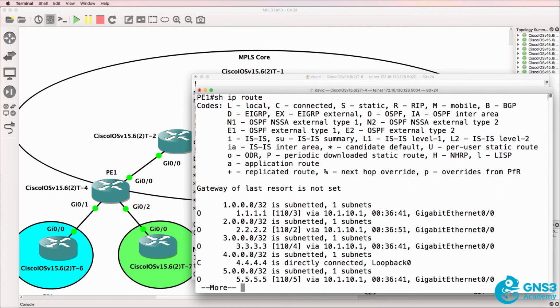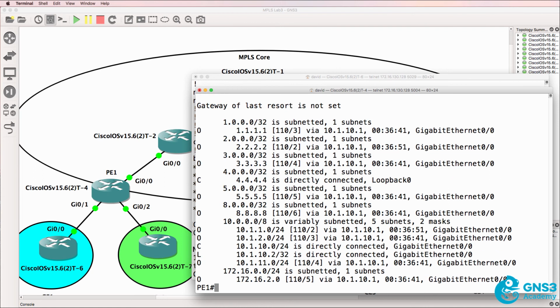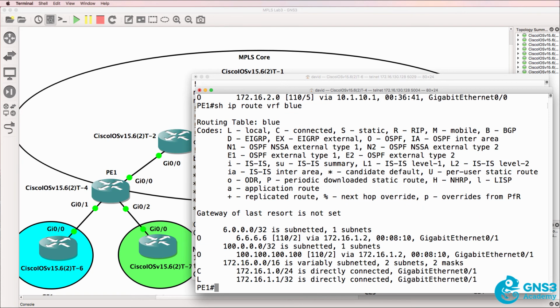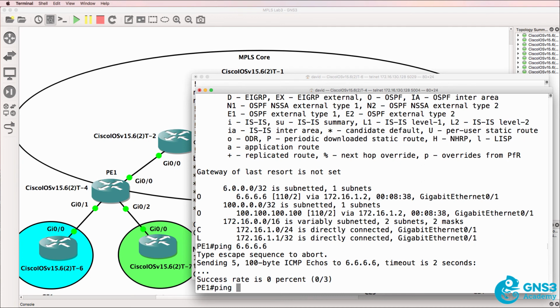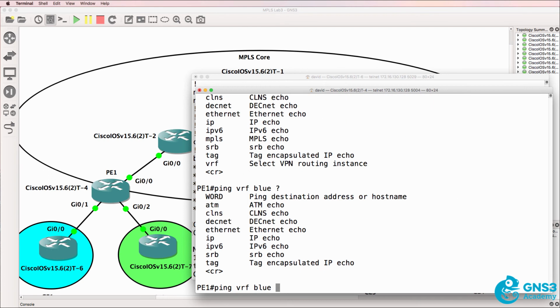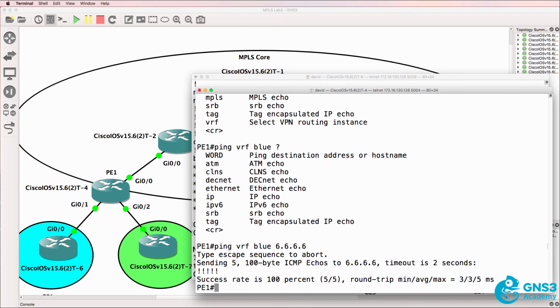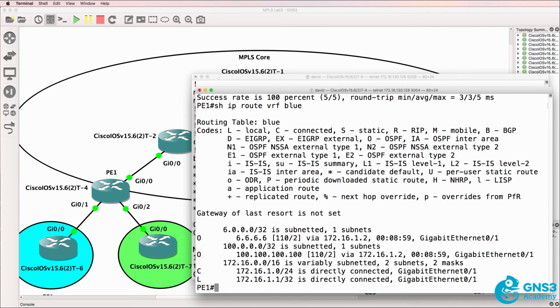Show IP route. This is our global routing table. Notice we don't see 172.16.1 in the global routing table. Show IP route VRF blue. There is our blue VRF, and notice we have the loopback of CE1 in the blue VRF. So as an example, I can't ping this address in the global routing table. I need to use the command ping and specify the blue VRF, and then I can ping that loopback. That address is once again only available in the blue VRF.